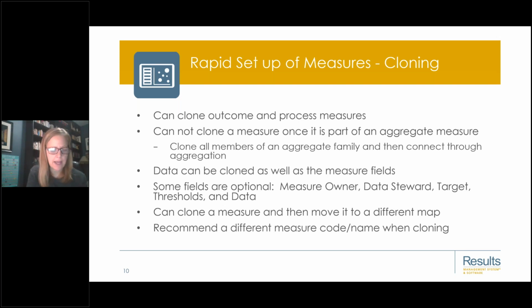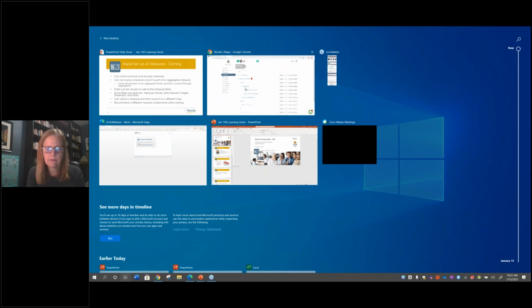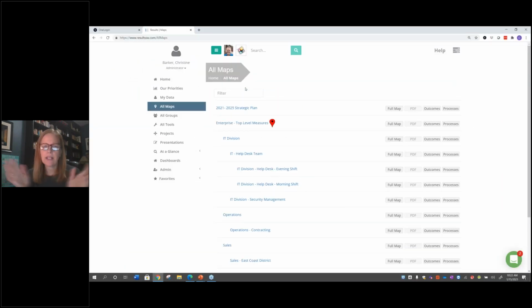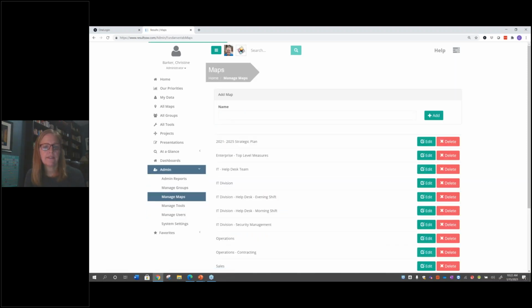Okay, so now I'm going to take us back to results, and we're going to talk about cloning. All right, back in results. Creating measures happens under the admin functionality. So I'm going to go back to my admin, then go back to my help desk, and over to my IT help desk evening shift. I'm going to find that map, and let's look at cloning a measure.